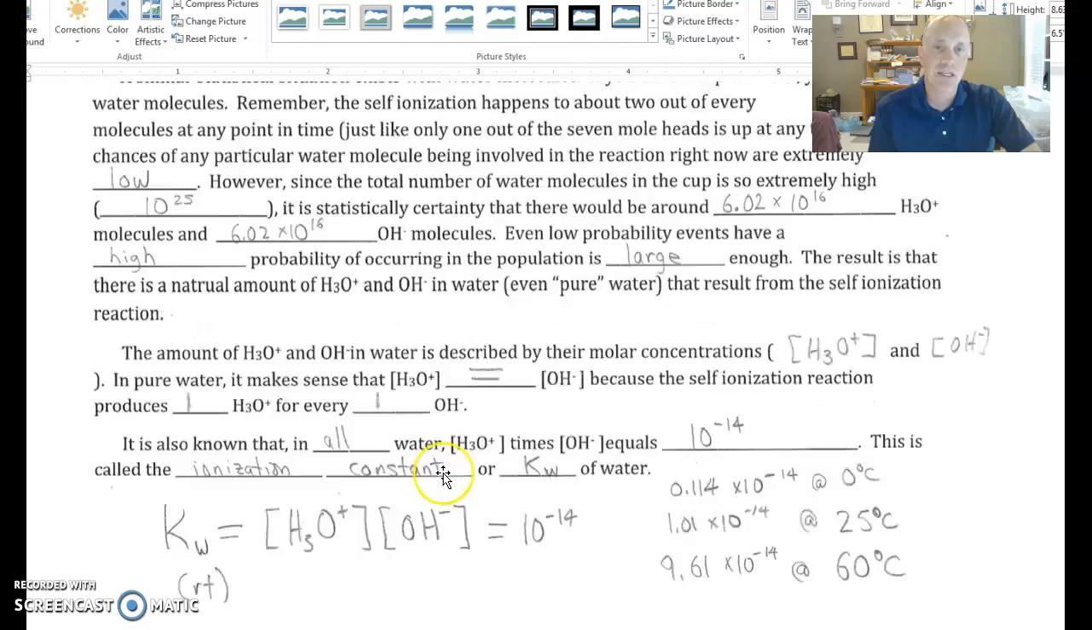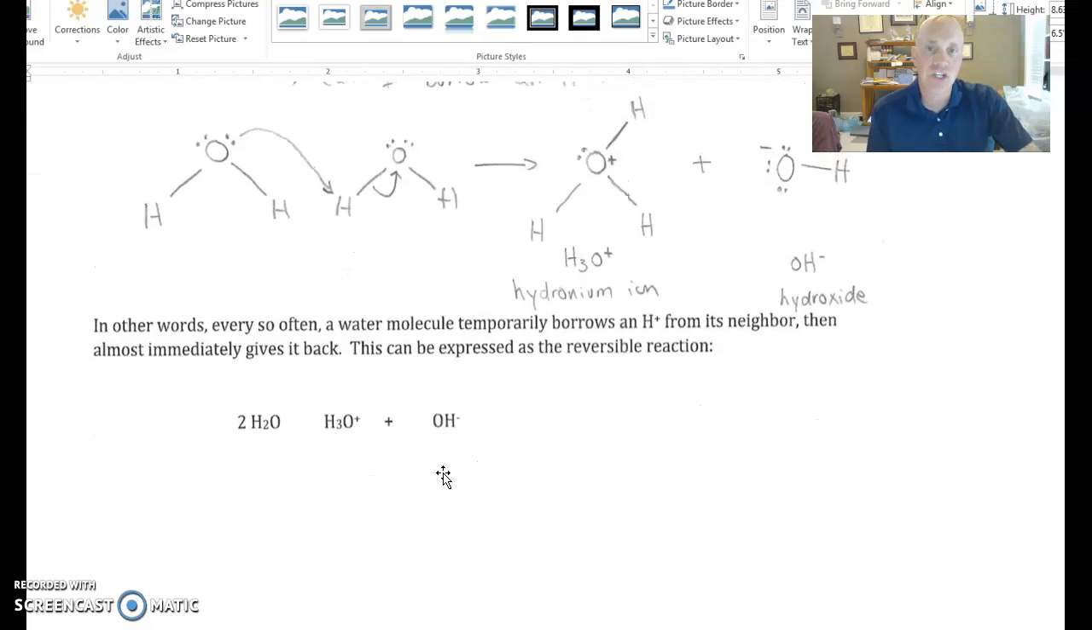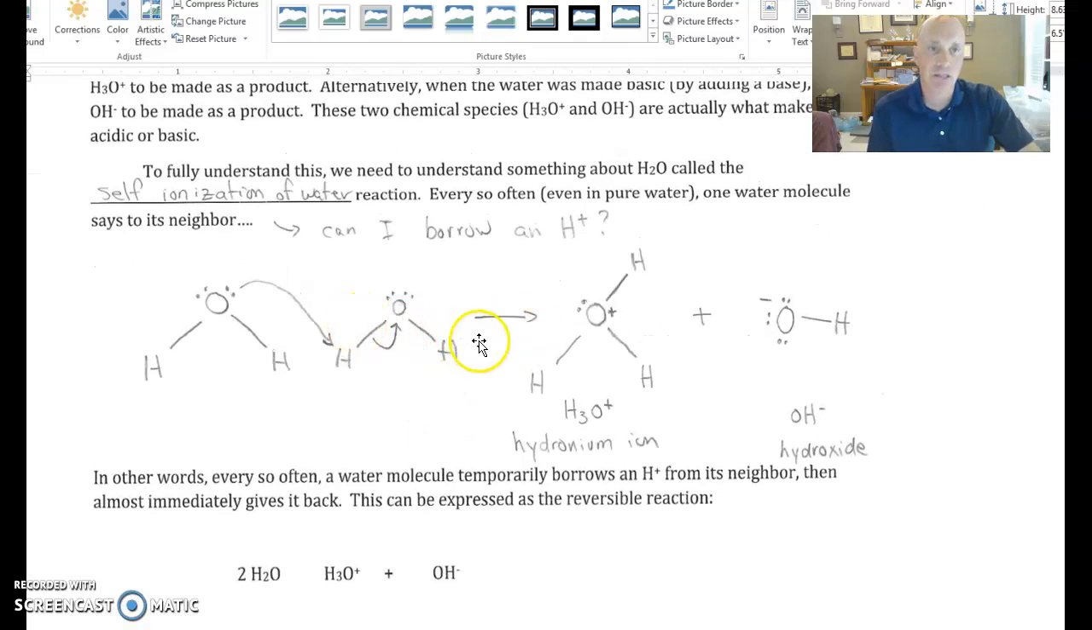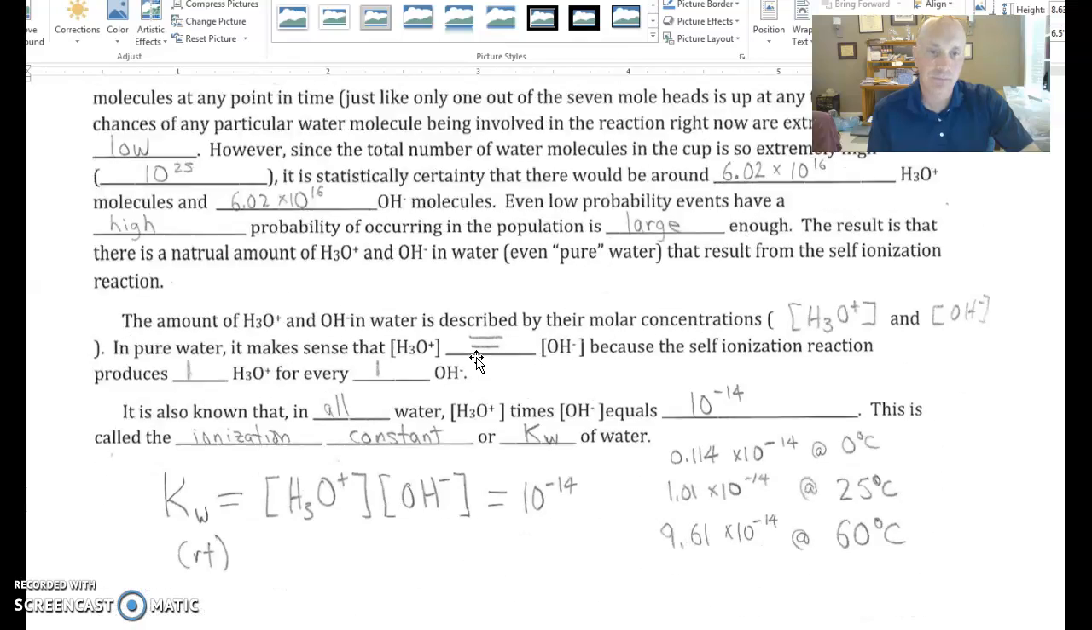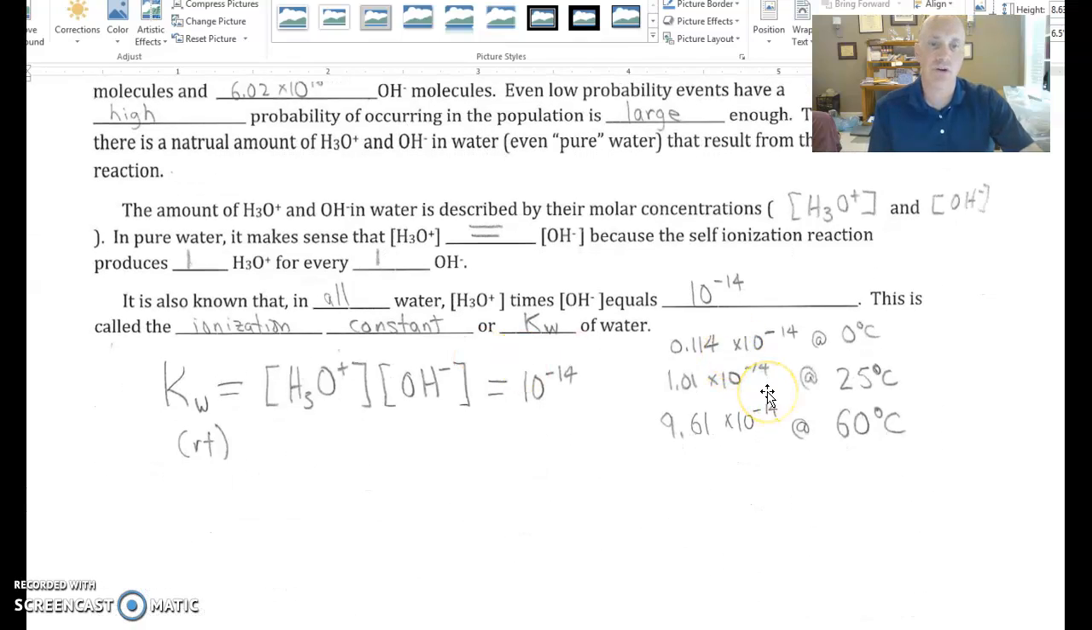So what this means is that this reaction happens less in cold water. It happens more in warmer water. But regardless of whether it's cold or warm, it still happens. It's still very small in relationship to the total number of water molecules that are present.